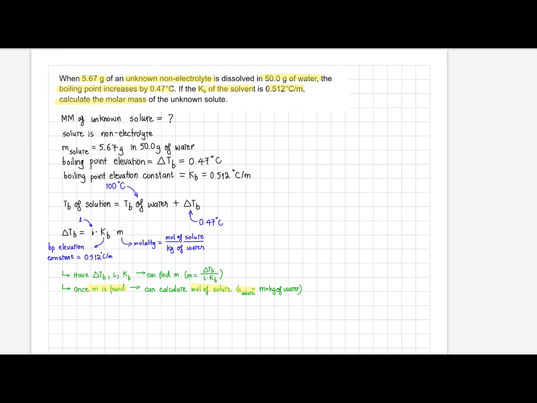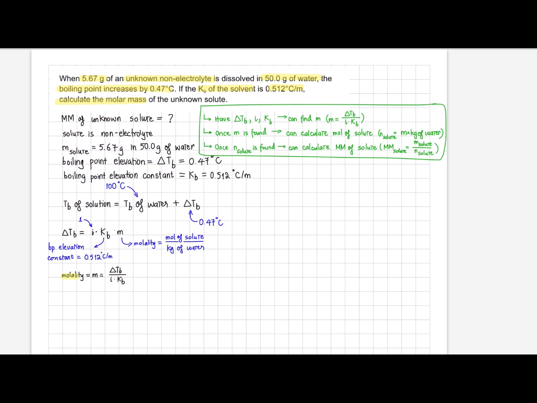Next, once the molality is found, we can calculate the moles of the solute from the molality formula. Moles of solute is going to be molality times kilograms of water. Lastly, once the moles of solute are found, we can calculate the molar mass of the solute. Molar mass of the solute is going to be the mass of the solute divided by the moles of the solute that we just found. So this is the outline of what we're going to do. I'm going to put it in the corner, and we'll start by calculating molality.